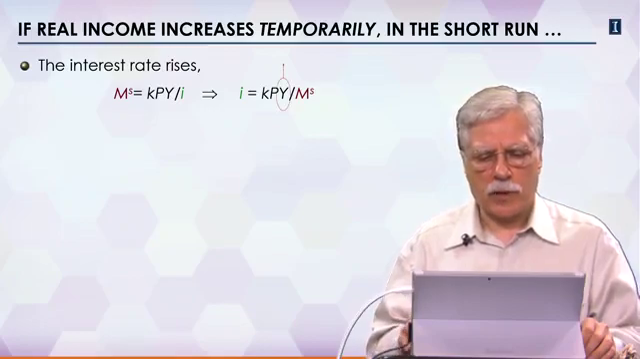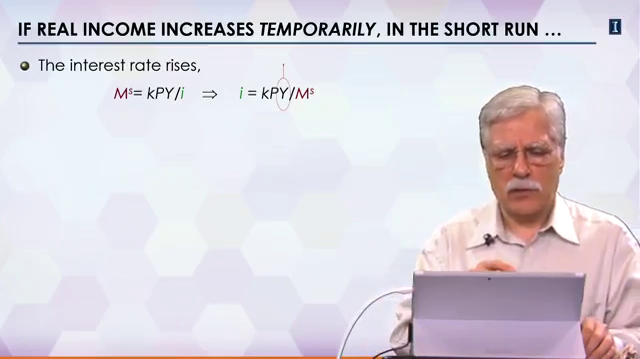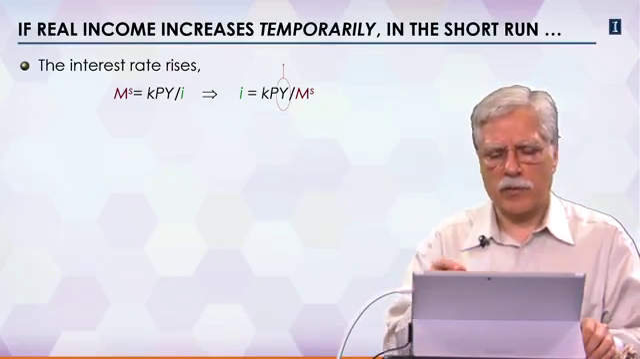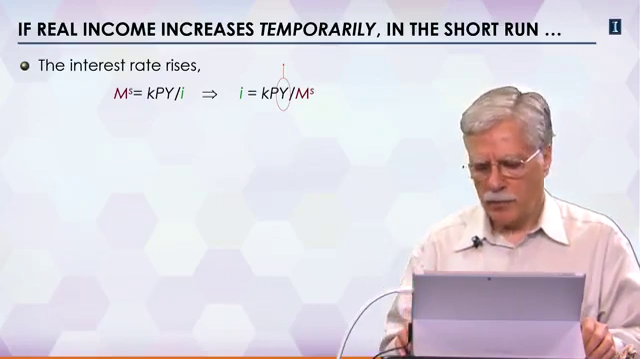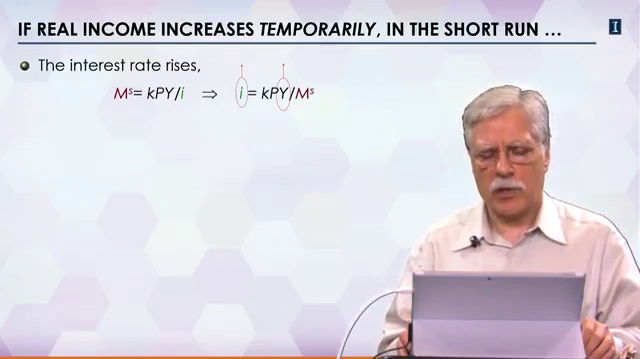So first we solve the money market equilibrium in terms of interest rate. Interest rate is equal to KPY divided by MS. Now if income goes up, interest rate goes up as well.